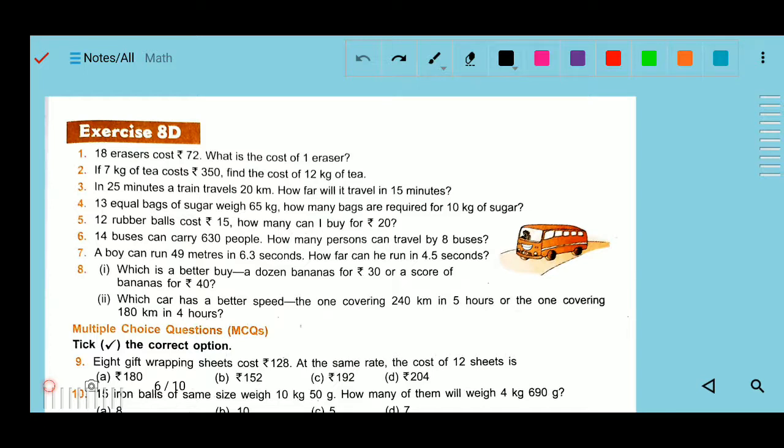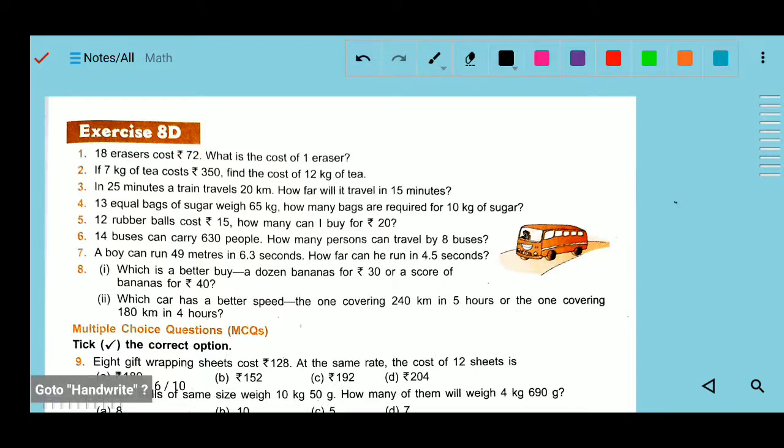The concept of the unitary method is that first we find the cost of one quantity, and by that we find the cost of multiples of one. So what is the rule? If the price of any number of articles is given, the price of one article will be less and can be found by dividing the total price by the number of articles.